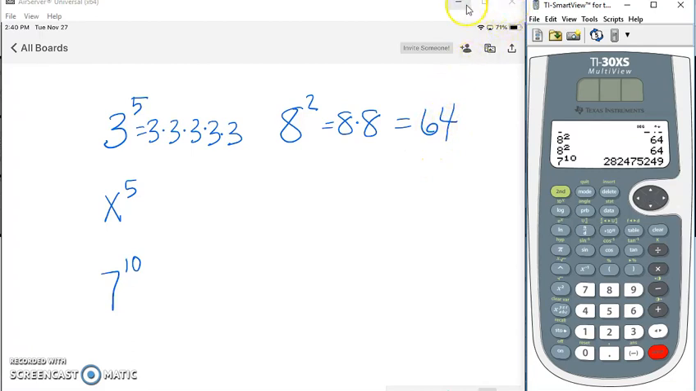Now, by the way, x to the 5th means x five times. And obviously you can't calculate that because you don't know what x is. So you can only calculate it on a calculator if you don't have variables.